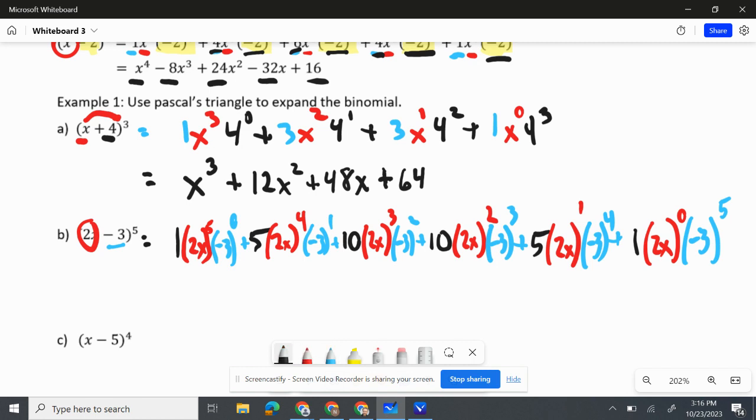So anything to the 0 is 1. 2 to the 5th is 32, so it's 32x to the 5th. 2 to the 4th is 16, times 5 is 80, times negative 3 gives us negative 240. 2 to the 3rd is 8, negative 3 to the 2nd is 9, 8 times 9 is 72, times 10 is 720. 2 to the 2nd is 4, negative 3 to the 3rd is negative 27, and 4 times 27 gives us 108, times 10. What we have is negative 1080.